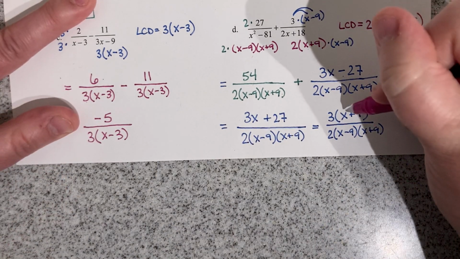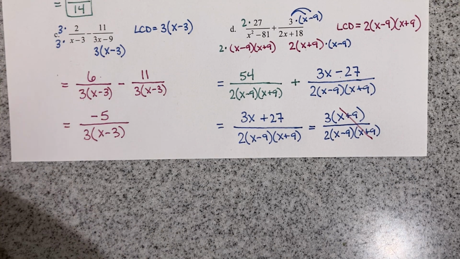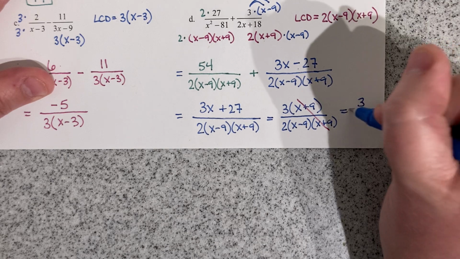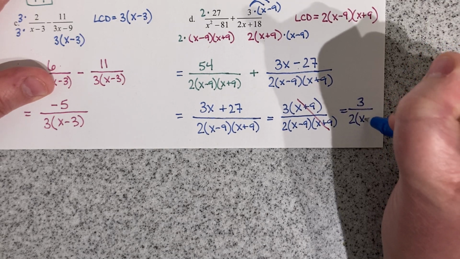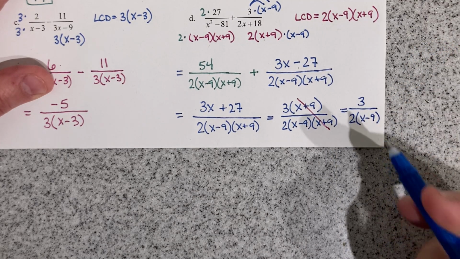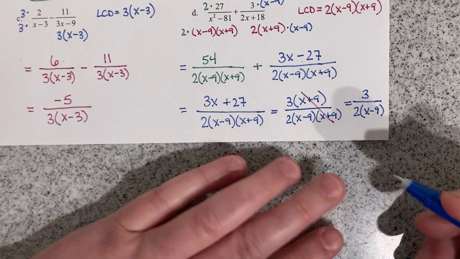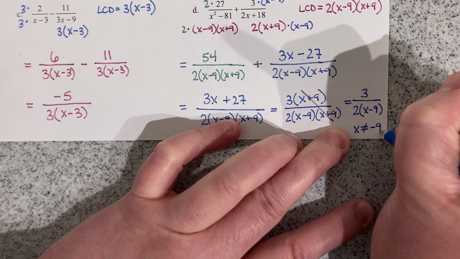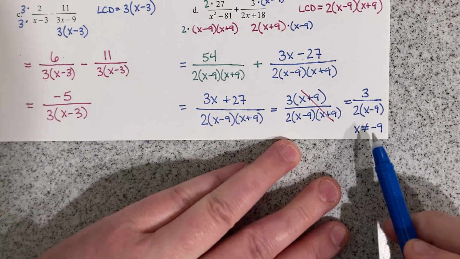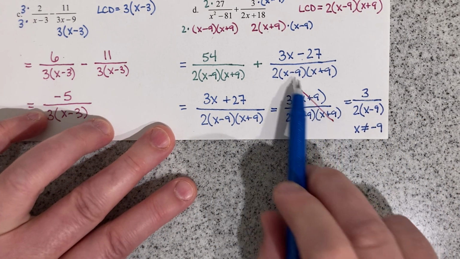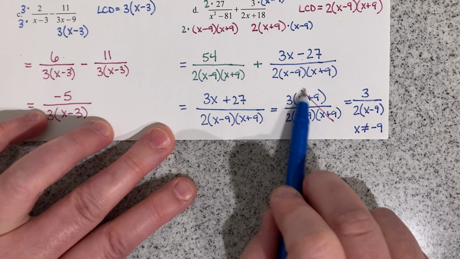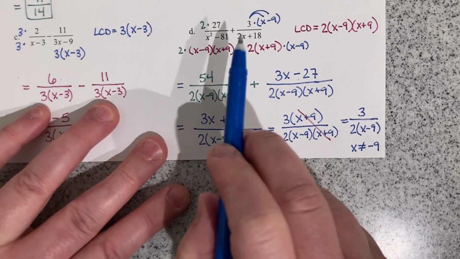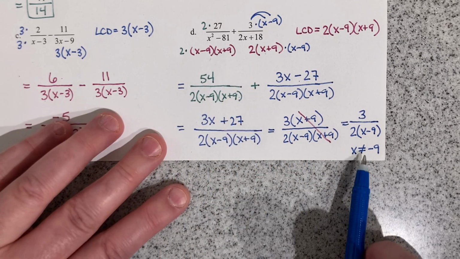But an x plus 9 cancels. So final answer is 3 over 2 times x minus 9. Again, leave the bottom factored. But we have that additional restriction that x cannot equal negative 9. Because that would make this factor that we canceled equal 0. Or in other words, it would make the original problem divide by 0, which is not allowed.